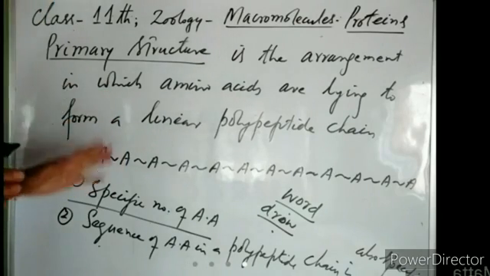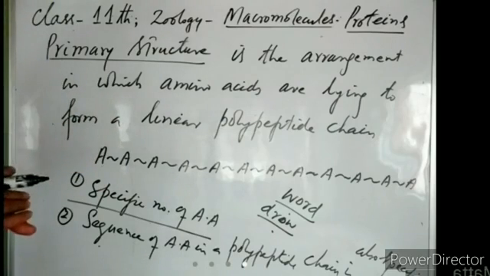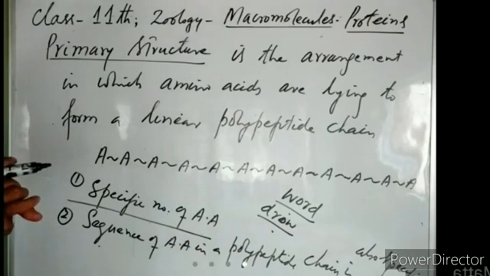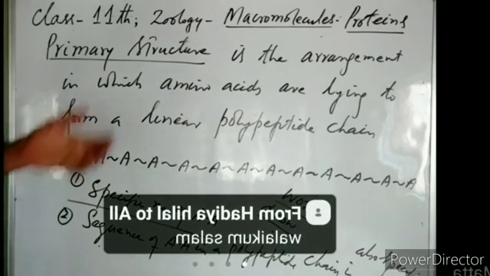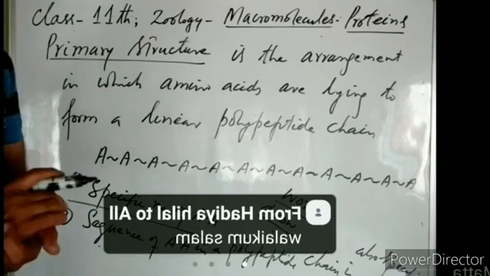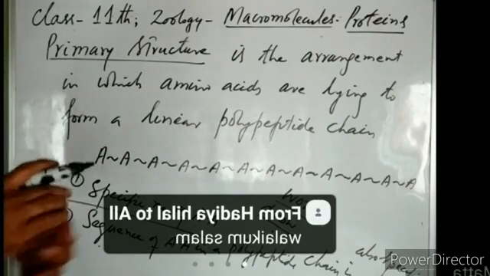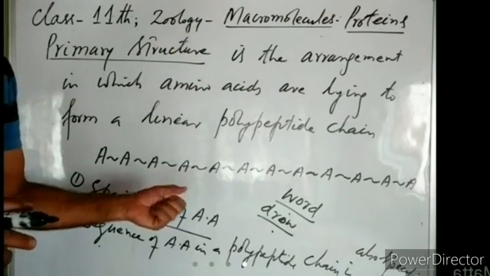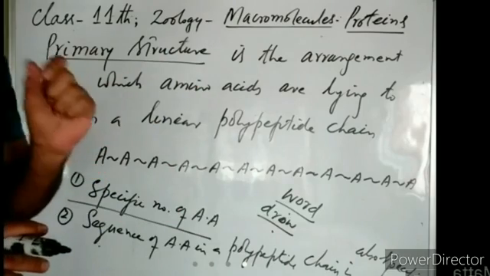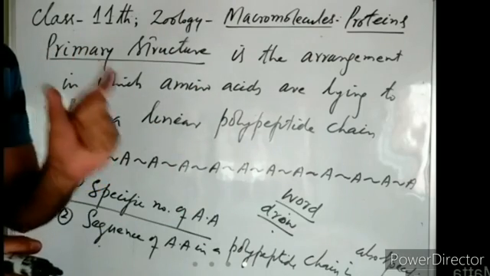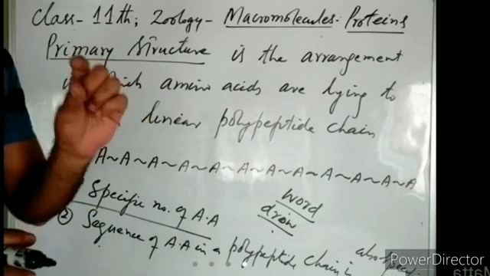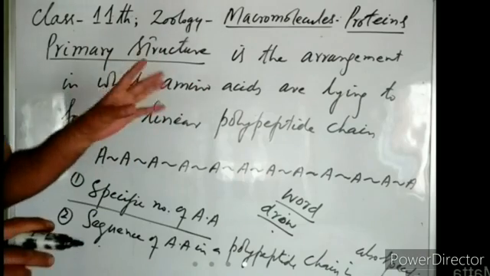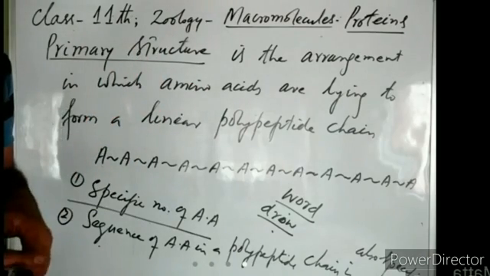So every protein first forms a primary structure. What is the primary structure of protein? The primary structure of protein is formed by the combination of a specific number of amino acids in a specific sequence to form a linear polypeptide chain. So that gives rise to the primary structure of protein.